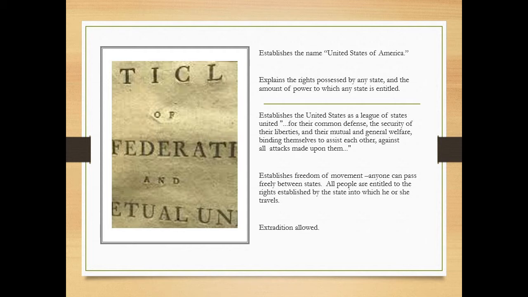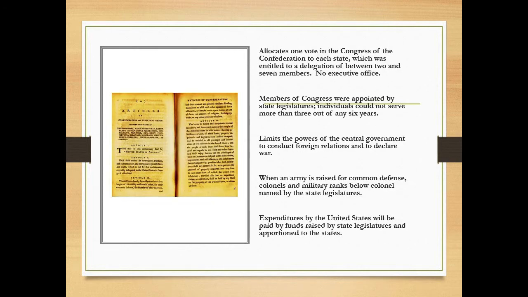It did establish the freedom of movement of citizens between these independent states, and all people were entitled to the rights of the states that they were entering, and extradition was allowed. So if you were a criminal and you were trying to scoot out of Virginia into New York, extradition was allowed, and they would come and get you and give you back.